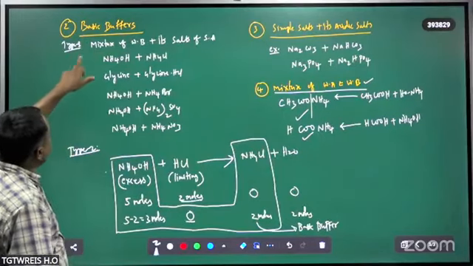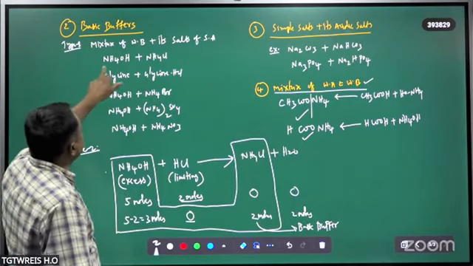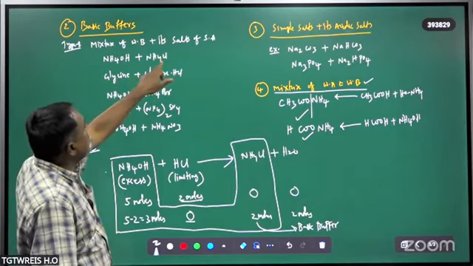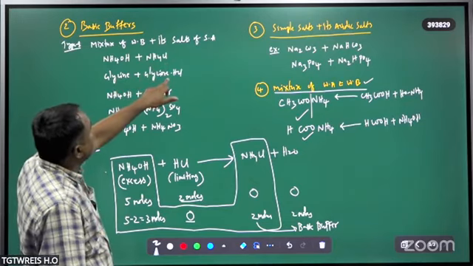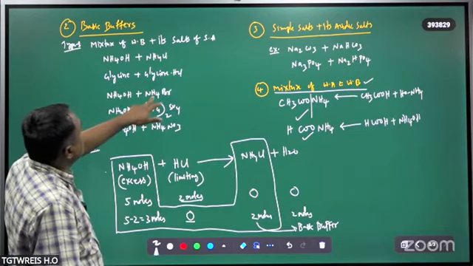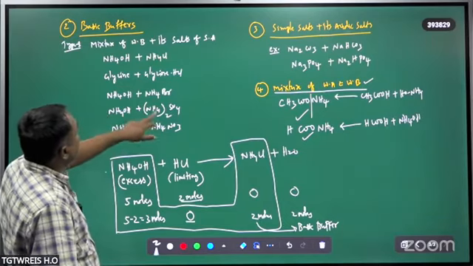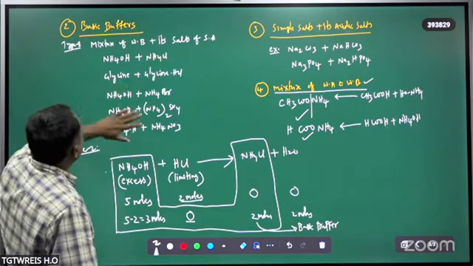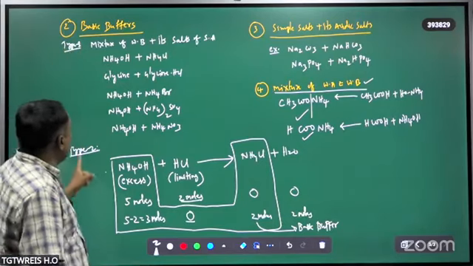In this, the first type is a mixture of weak base and its salt of strong acid. So this is the weak base and this is the salt of its strong acid. This is the NH4OH, the weak base. It is the salt of its strong acid. Therefore, all these work as buffer solutions. And the second type is the indirect method.